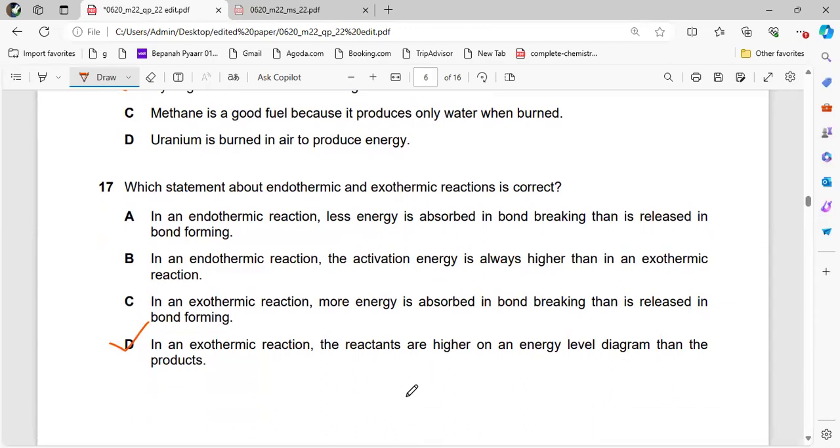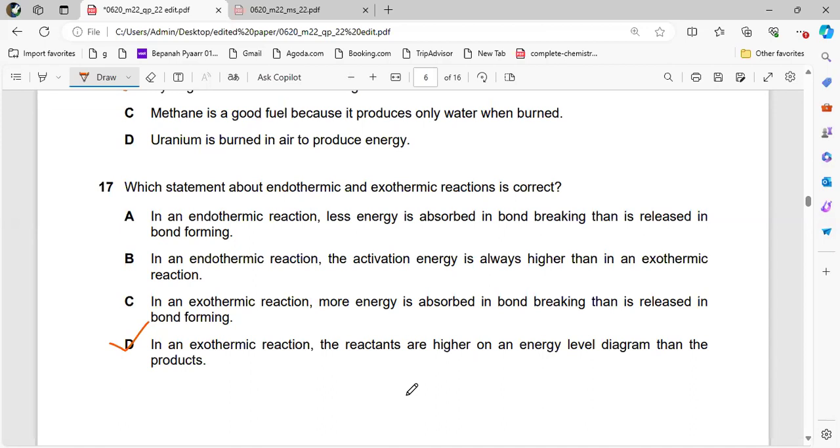Which statement about endothermic and exothermic reactions is correct? Now, in an endothermic reaction, less energy is absorbed in bond breaking. So this is totally wrong. Why? Because in case of endothermic reaction, more energy is required for breaking the bonds. Second option, in endothermic reaction, the activation energy is always higher than in an exothermic reaction. No, again, that is wrong. In an exothermic reaction, more energy is absorbed in bond breaking. No, this is wrong. For an exothermic reaction, the reactants are already having some amount of energy with them, and that is why they are at a higher energy level. So no more amount of energy is required for bond breaking. So that is wrong.